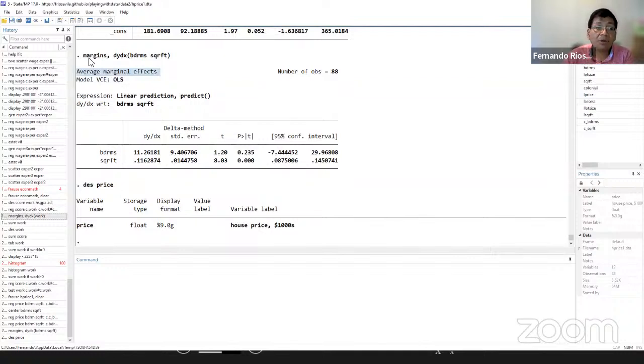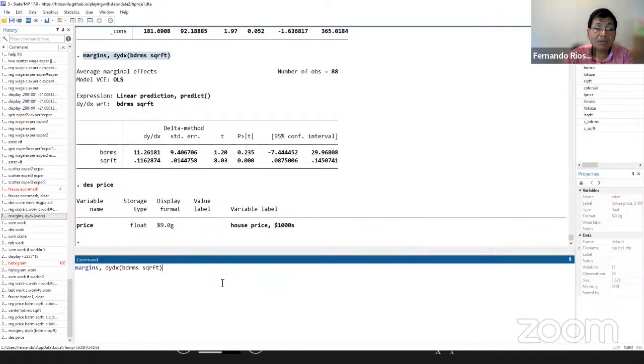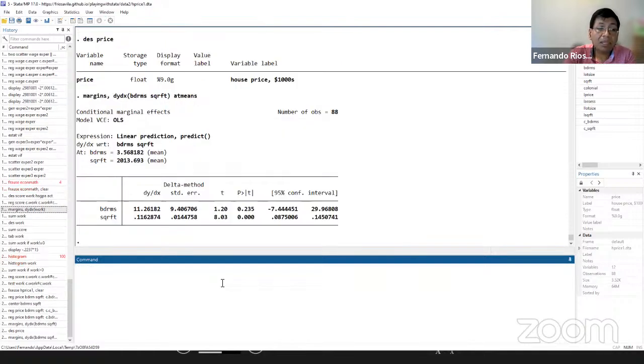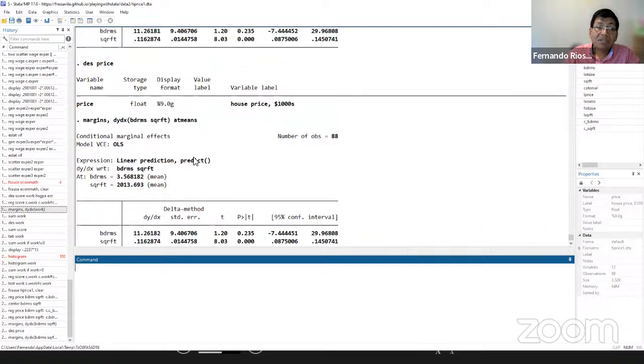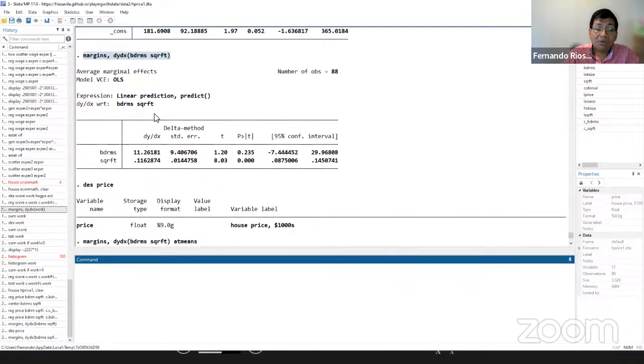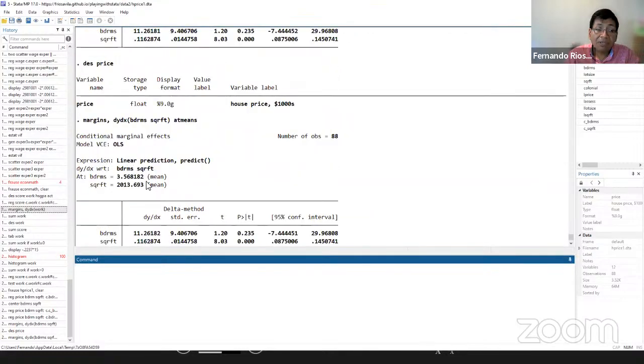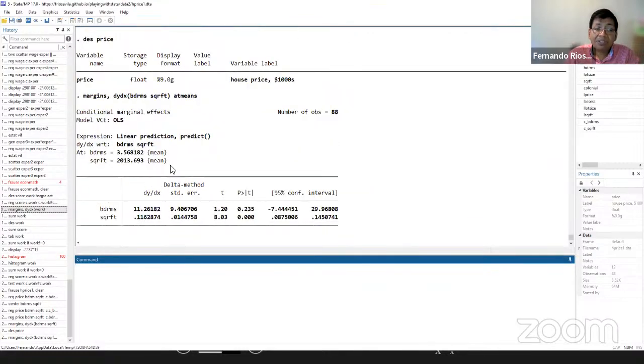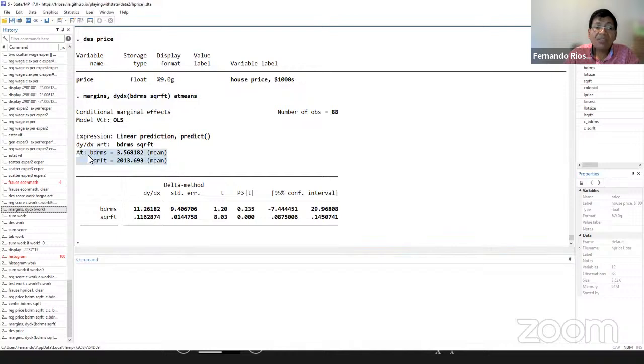You could request, however, to estimate the average effects at the means. And what is going to happen in the background is that rather than estimating the effects for every single household and then obtaining the average across all of them, this estimates the average effect for only one household, assuming that that household has these characteristics: 3.6 bedrooms and 2,130.7 square feet of footage.